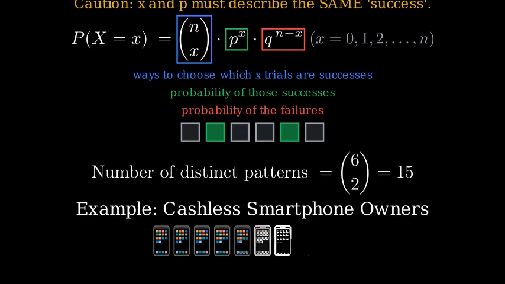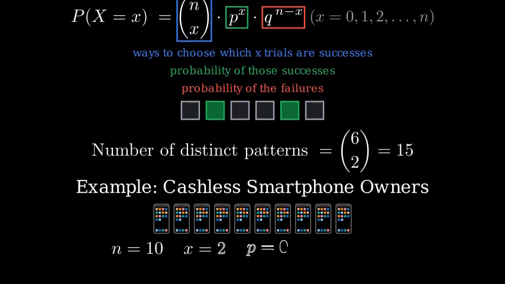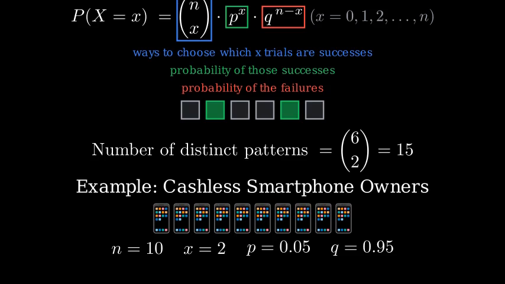Suppose the probability that a randomly selected adult smartphone owner is cashless is 0.05. We select 10 adults independently with replacement. What is the probability that exactly 2 are cashless? This is binomial with n equals 10, x equals 2, p equals 0.05, and q equals 0.95. We apply the binomial formula.